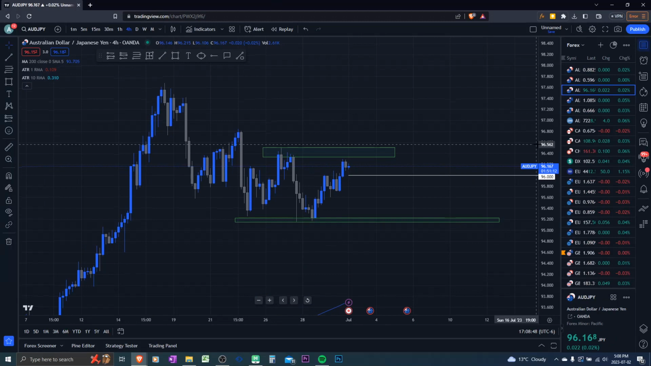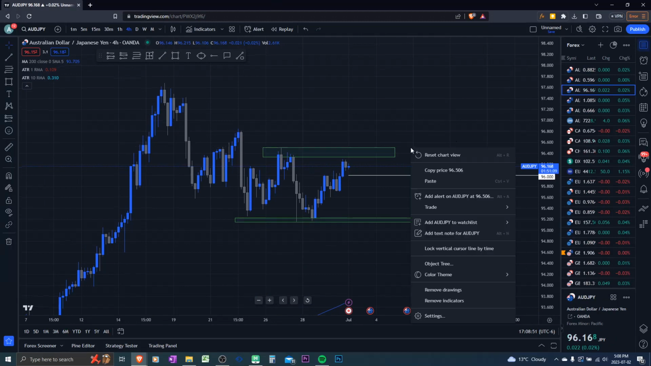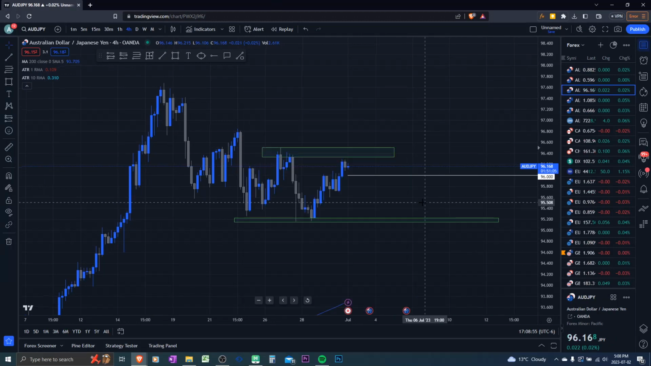It might go sideways for a week or two. We don't know, so we just have to wait. But I will set an alert here, because once it cracks the top of this area, I want to be ready for it.